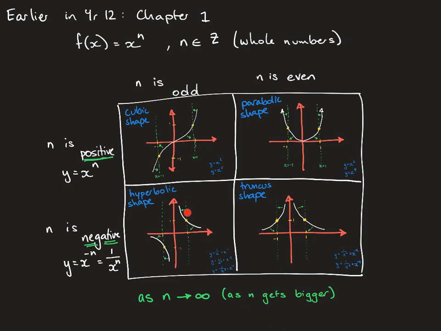So I've added the line x is equal to 1 and x is equal to -1 to both of the graphs, and I've drawn in the movement of each of the parts of the graph as n gets larger and larger. And so that's the patterns in the shape of the graph for whole numbers. Now we need to look at what happens when the numbers aren't whole numbers. The power is not a whole number but a fraction instead.